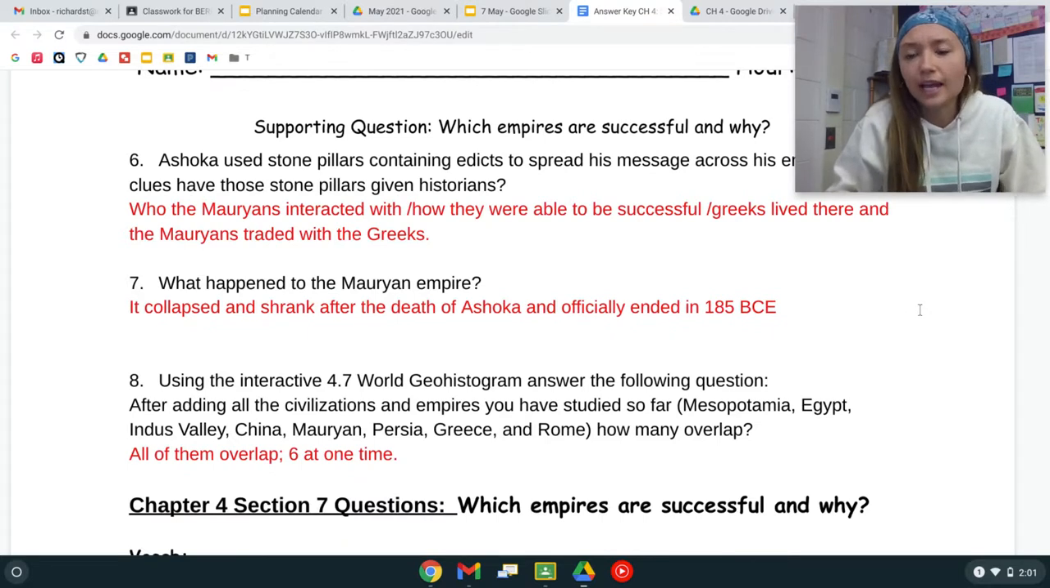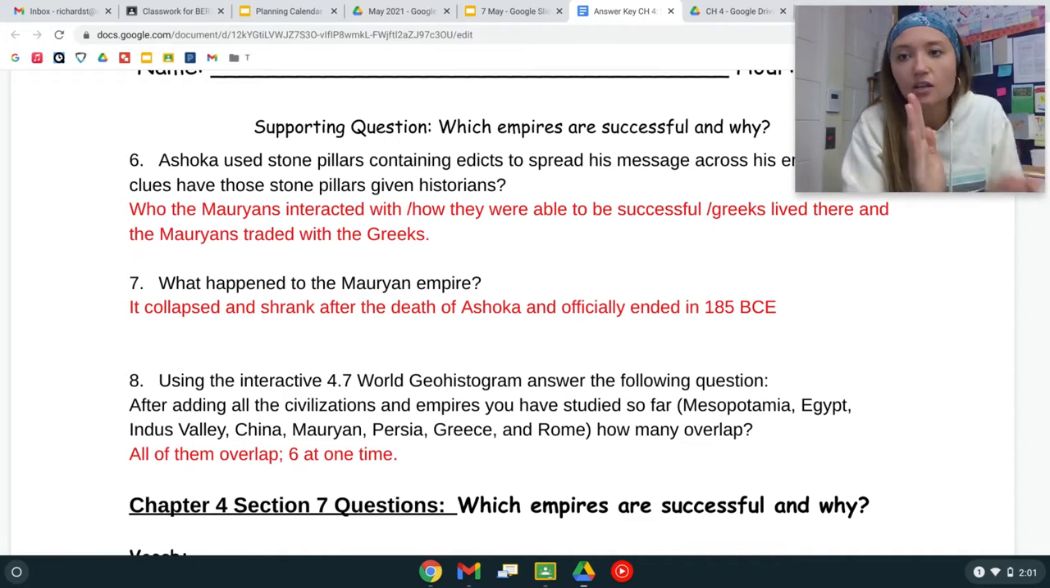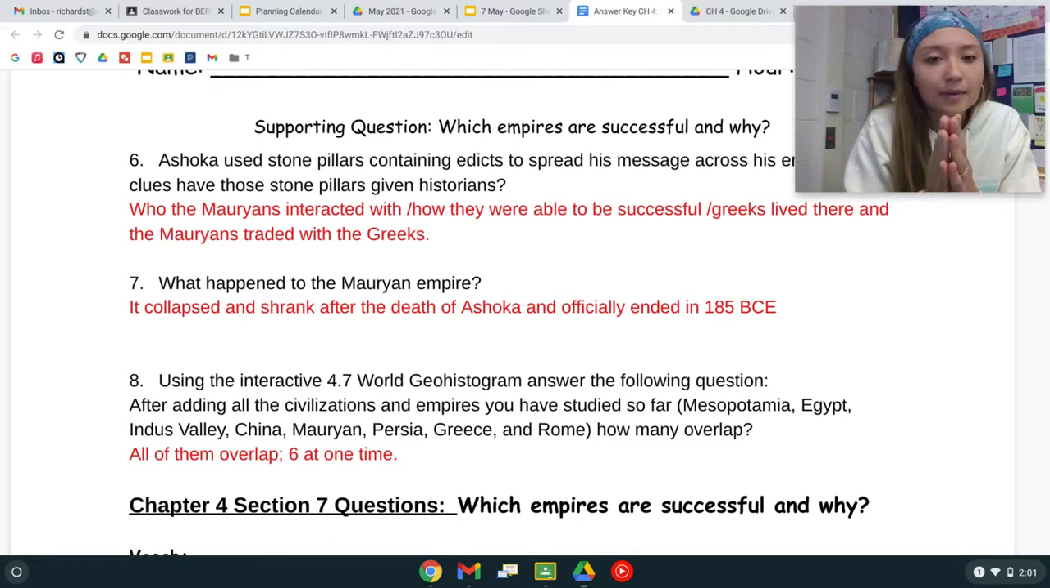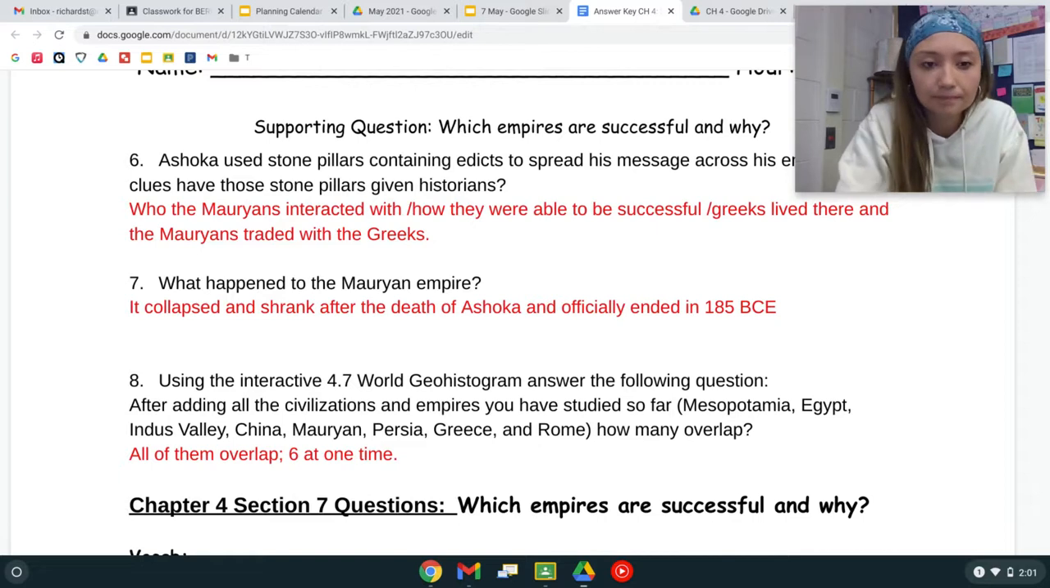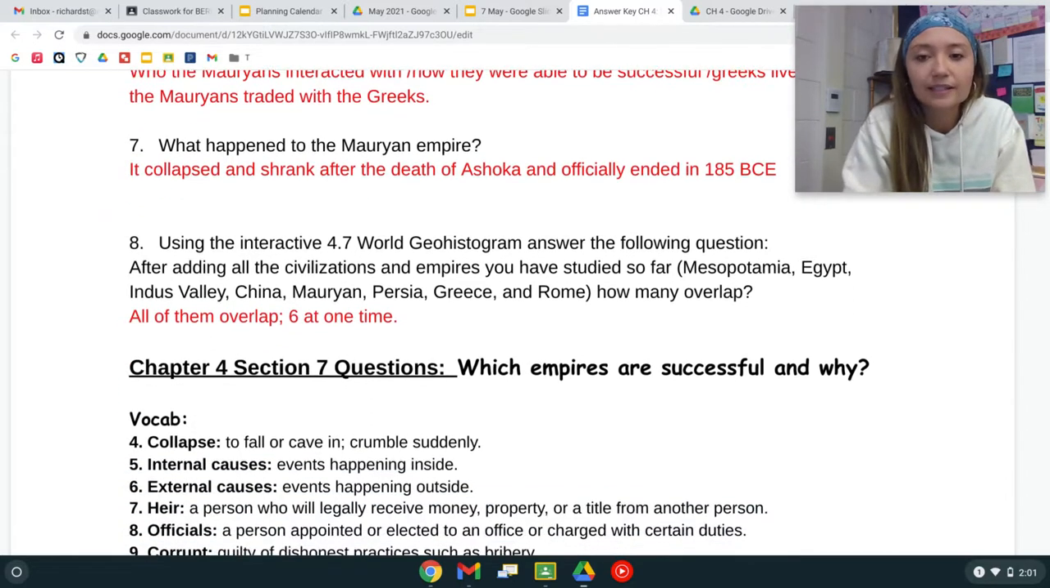It collapsed and it shrank after the death of Ashoka and officially ended in 185 BCE. So it ended before 0. Remember, 0 is kind of when the Roman Empire took off and expanded quite a bit. If you look at your geohistogram, you can see that. The Mauryan Empire ended a little bit before that, about 100, 200 years. And similar to the Roman Empire, kind of ending after Marcus Aurelius, the Mauryan Empire ended after the death of Ashoka. Number 8, using interactive 4.7 World Geohistogram, answer the following question.